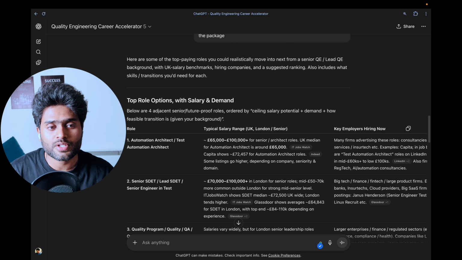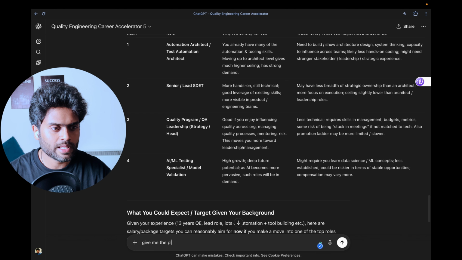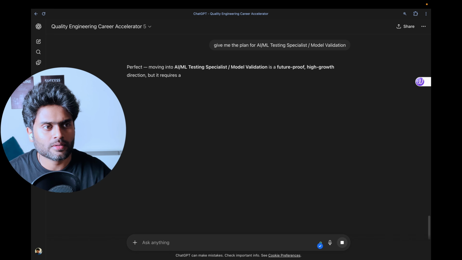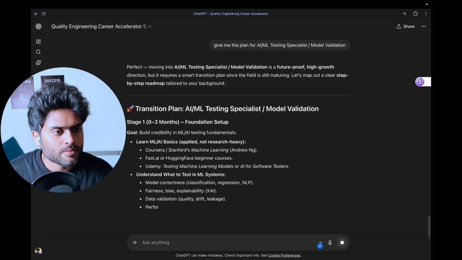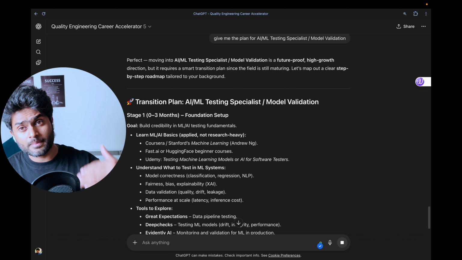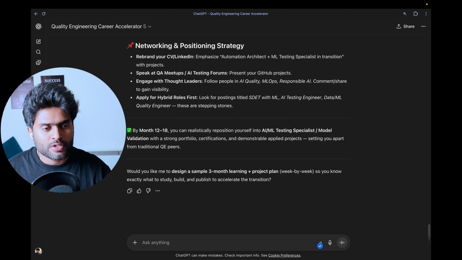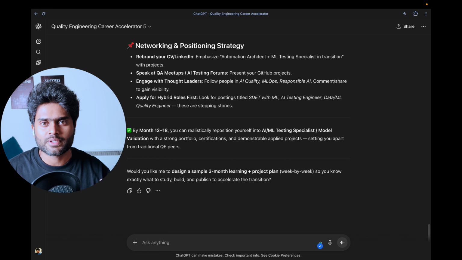If you want, you can share your salary so that it gets to know where you are, and it gives you a personalized suggestion. I'm gonna ask, give me the plan for AI ML testing specialist model validation. So I'm just going to ask for the plan. Okay, give me the plan. What I should do next? You get the plan. You get the customized plan for your chosen role. So yeah, this is how this custom GPT can be utilized for quality engineer professionals.